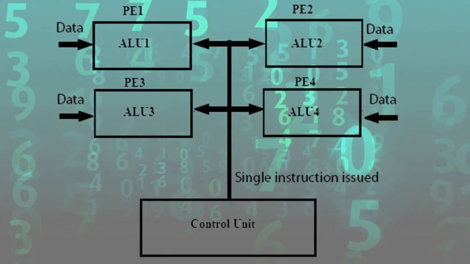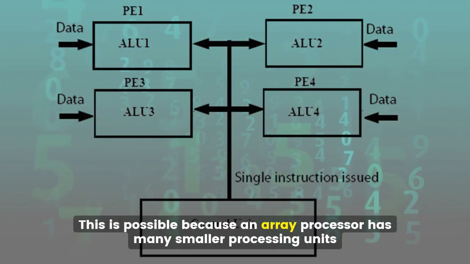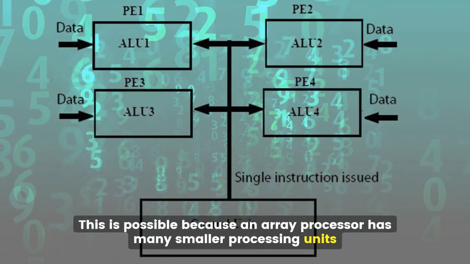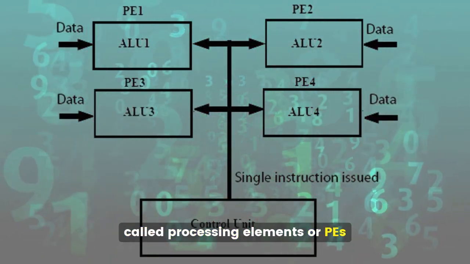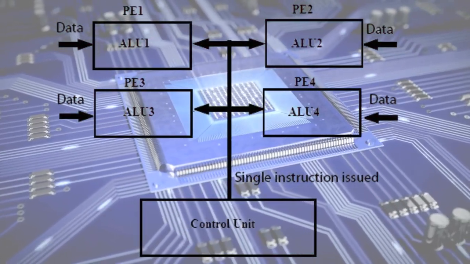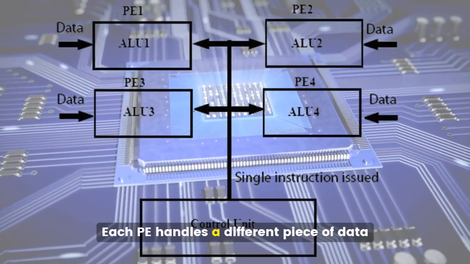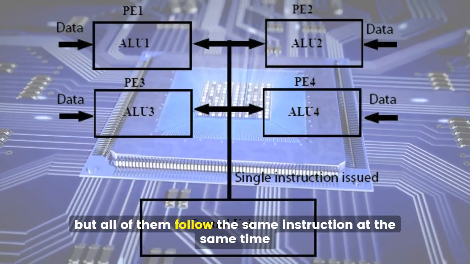This is possible because an array processor has many smaller processing units, called processing elements or PEs, that work together in parallel. Each PE handles a different piece of data, but all of them follow the same instruction at the same time.